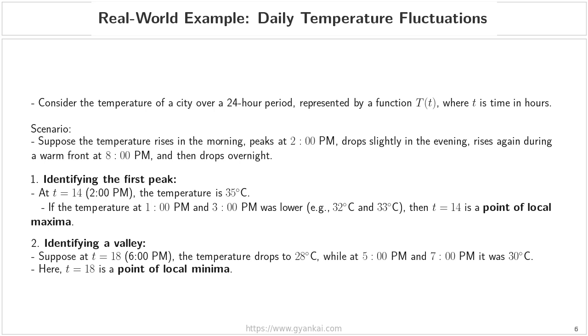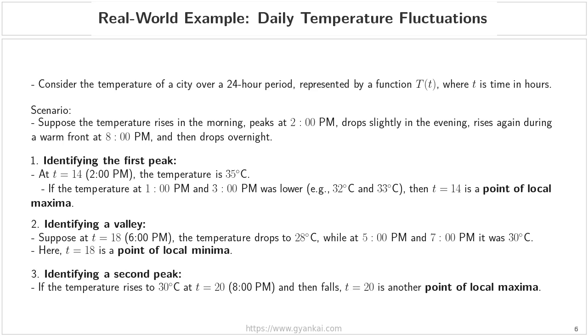Next, let's identify a valley. Suppose that at 6 p.m. or t equals 18, the temperature drops to 28 degrees Celsius. If the temperature at 5 p.m. and 7 p.m. was higher, for instance, 30 degrees, then t equals 18 is a point of local minima. Just like the valley in our previous landscape analogy, this is the lowest point relative to the times immediately surrounding it.